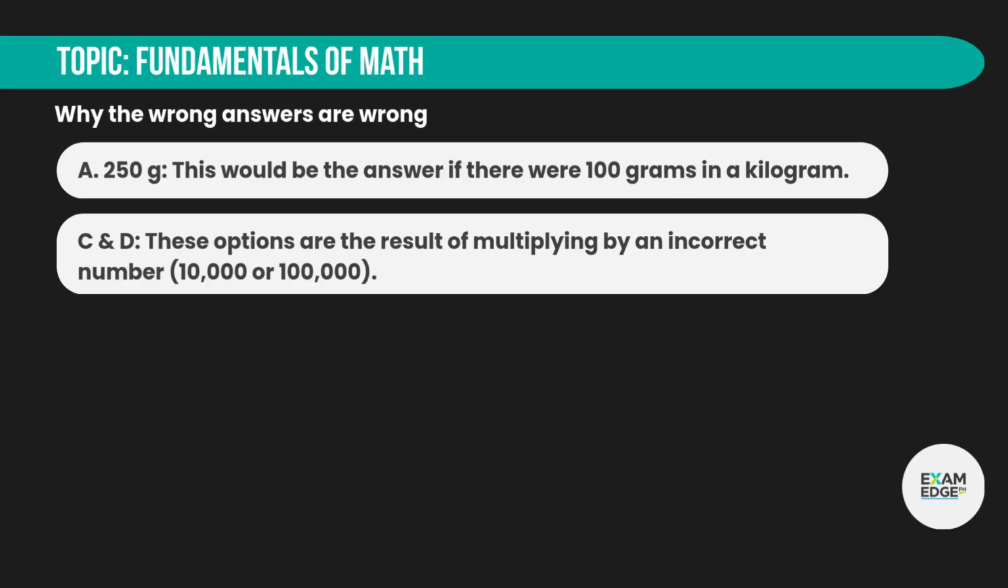Why the wrong answers are wrong? A. 250 grams. This would be the answer if there were 100 grams in a kilogram. C and D. These options are the result of multiplying by an incorrect number, 10,000 or 100,000.